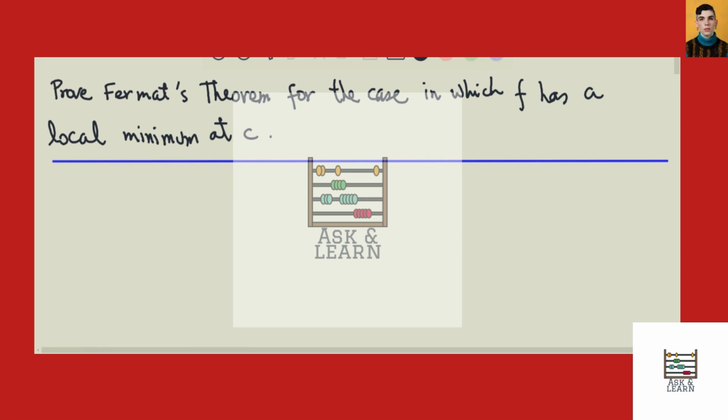We are going to prove Fermat's theorem for the case in which the function f has a local minimum at c. So we know that in the textbook it was proved the theorem for the case in which the function has a local maximum. And we've got to remember that the theorem says that if the function has a derivative at the point where it has a local maximum, then this derivative is zero.